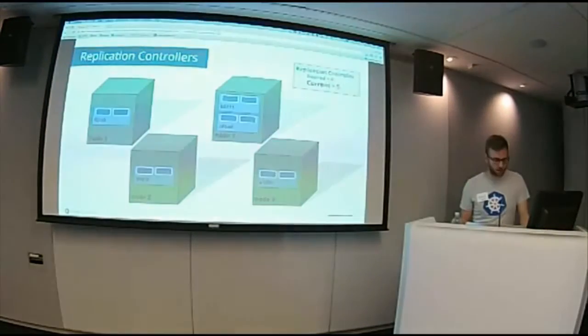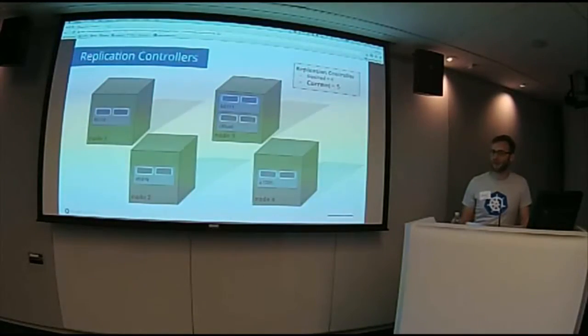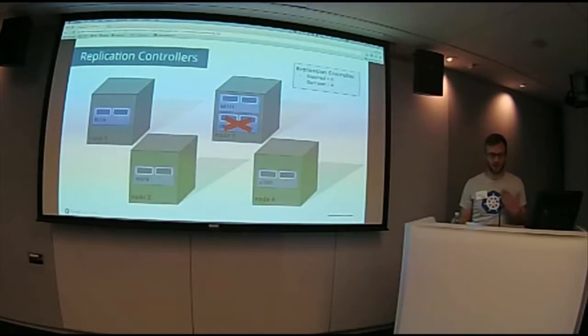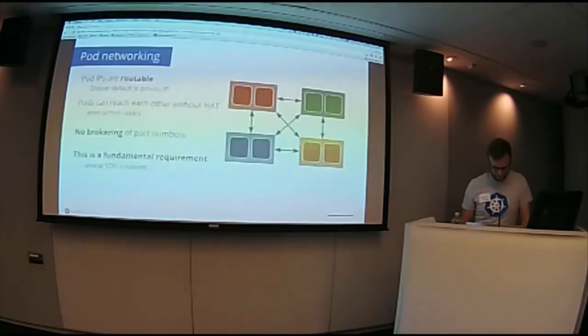Sometime later, someone brings node 2 indoors and reboots it, and now the replication controller has the opposite problem. It's got 5 pods, and it only wants 4 of them, so it has to kill something. And these are cattle, so it doesn't matter which one it kills.